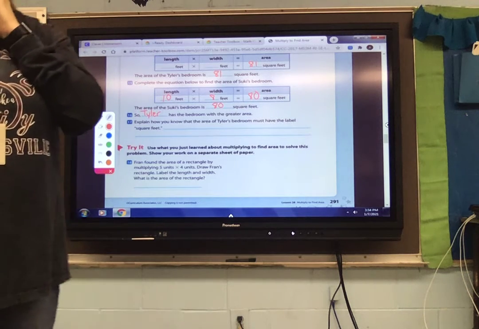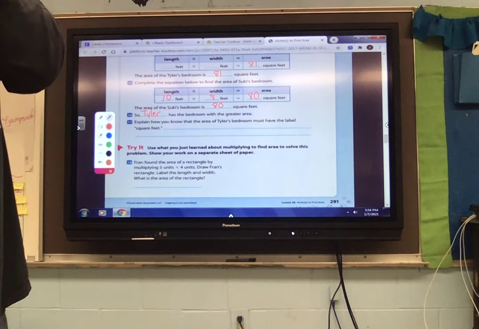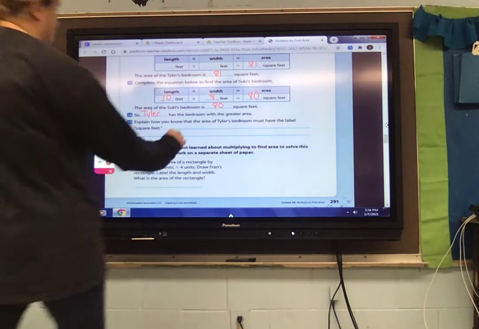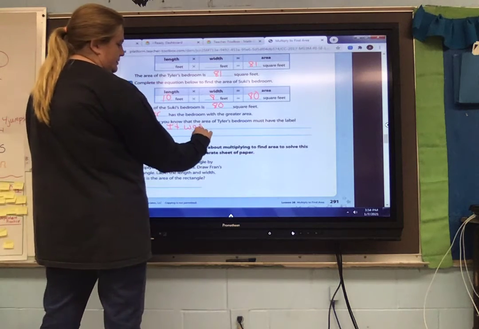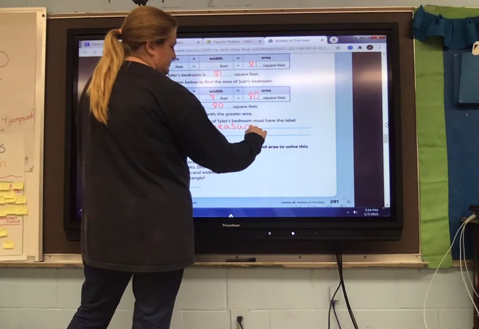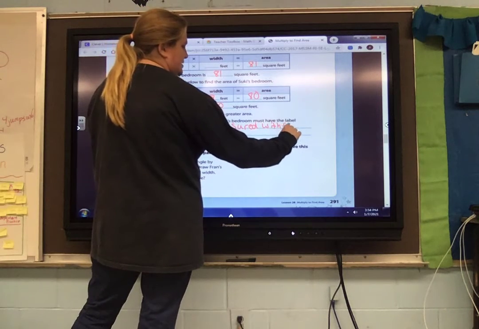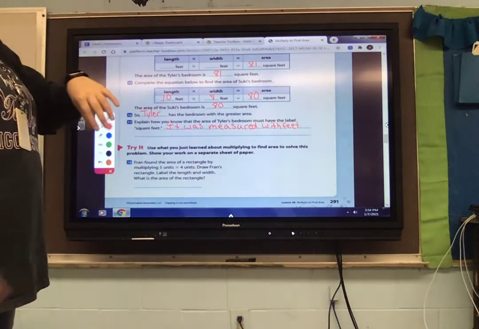Explain how you found our answer. No, explain how you know the area of Tyler's bedroom must have the label square feet because it was measured with feet. It was measured with feet.